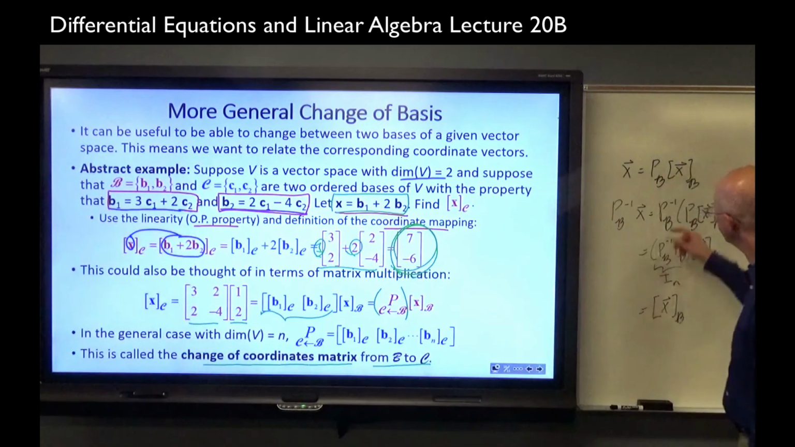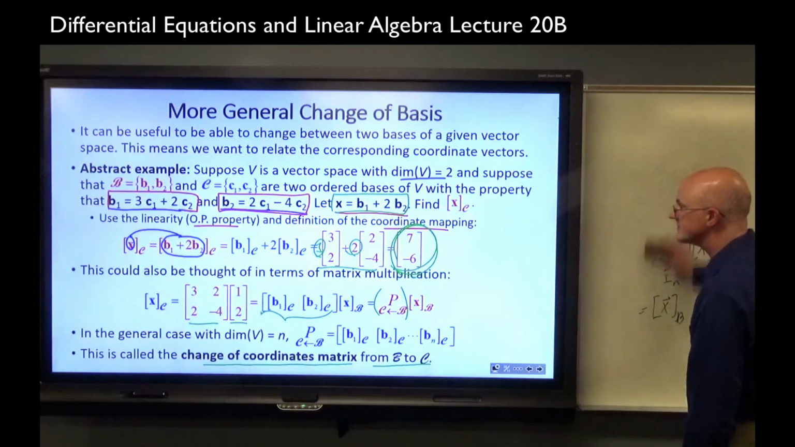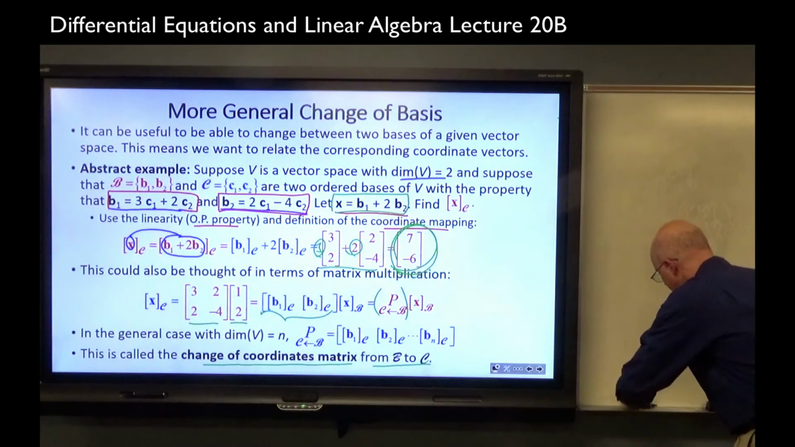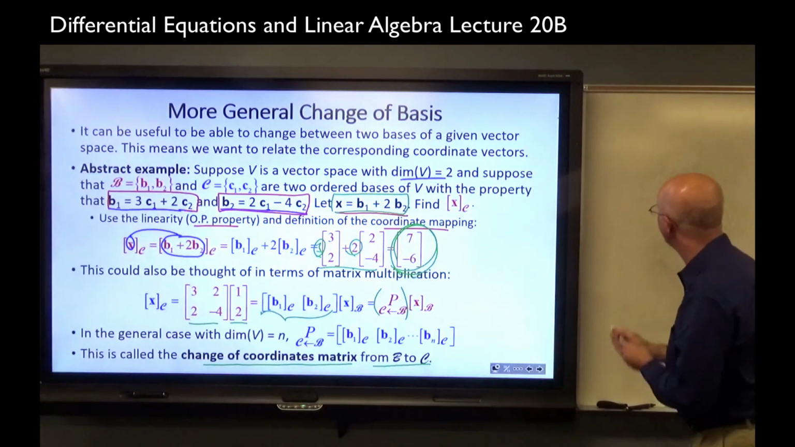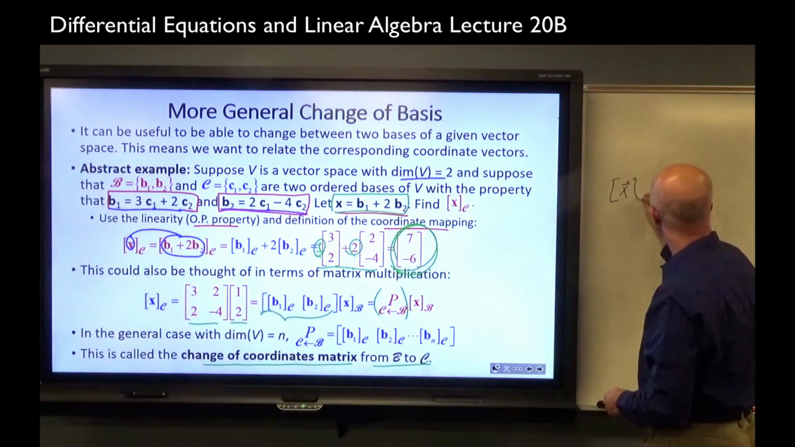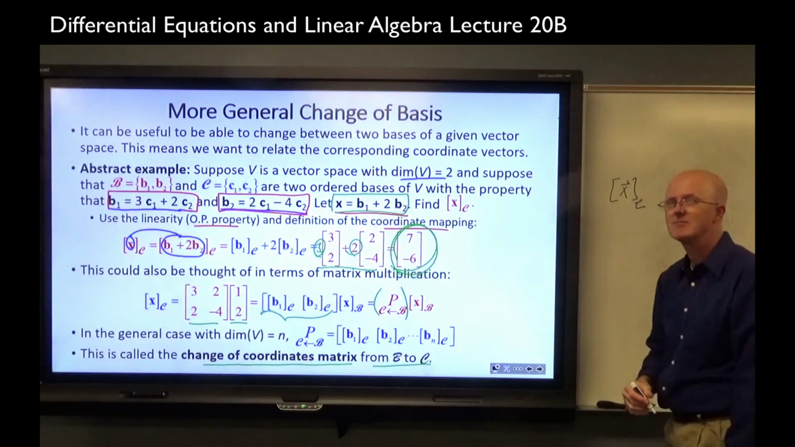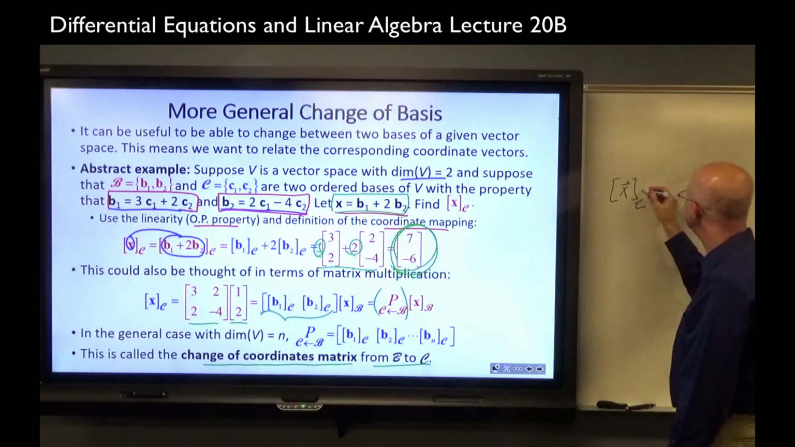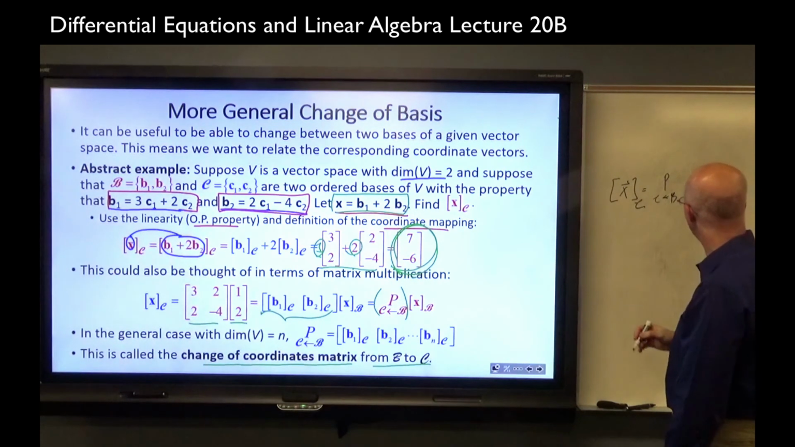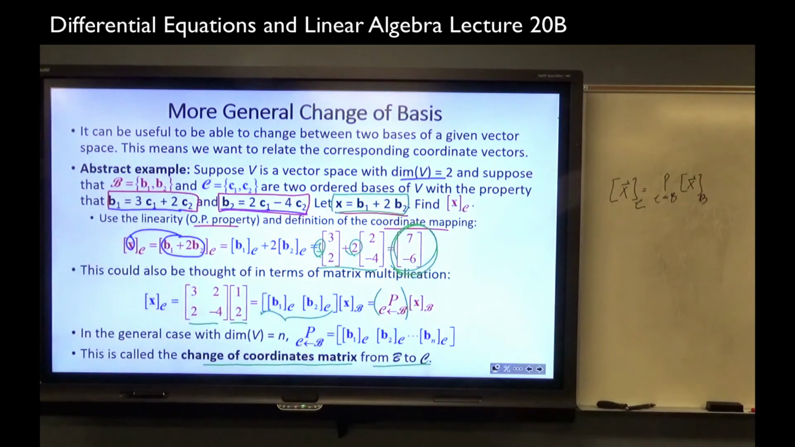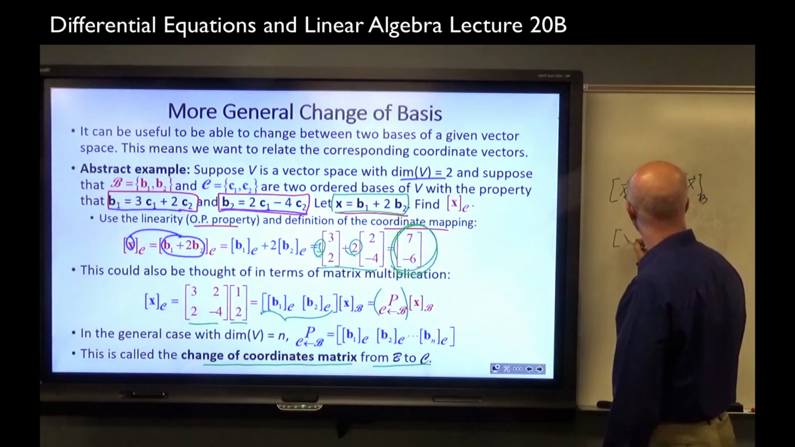A very similar kind of equation is going to hold, that you see in the line above it. The coordinates of x relative to the C-ordered basis, which you want to think of as old, typically, is this matrix times the coordinate vector of x relative to the new basis. Again, usually you want to think of C as the old basis in this notation and B as the new basis. But that also means you can solve for the new coordinates in terms of the old.